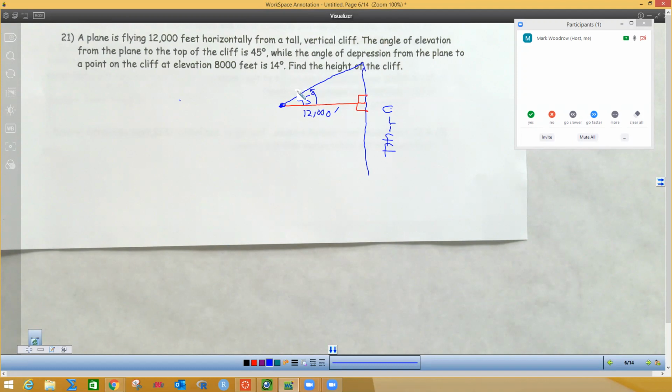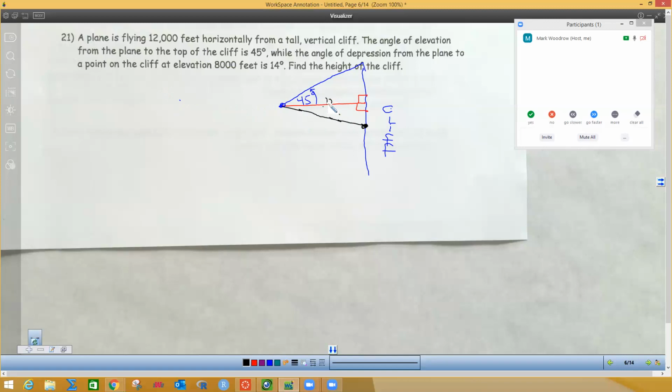Okay? Then it says, while the angle of depression from the plane to a point on the cliff, so is he looking at the ground? No, he's looking at a point on the cliff. I'm going to say he's going to look at it right there. He's going to look at that point. An angle of depression, so I think I want to move this again because it's going to be in my way a little bit.